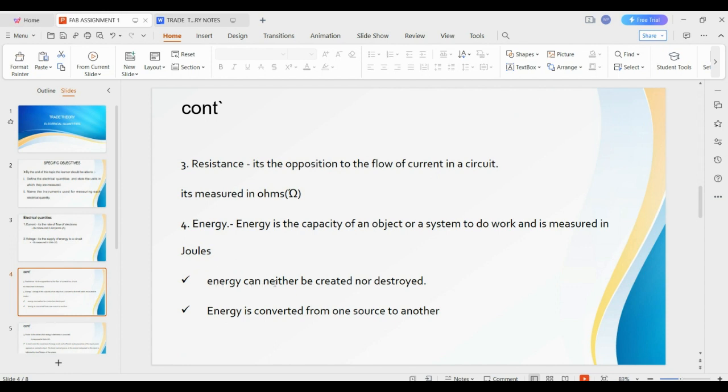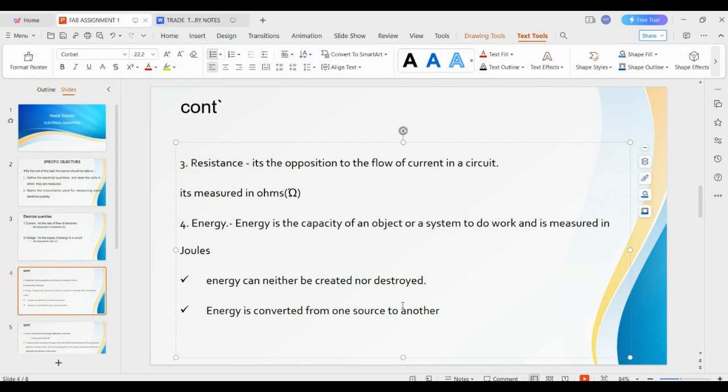Energy can neither be created nor destroyed, but energy is converted from one form of energy to another. For instance, we can convert heat energy to light energy. We can convert mechanical energy to chemical energy, electrical energy to mechanical energy, and so forth.